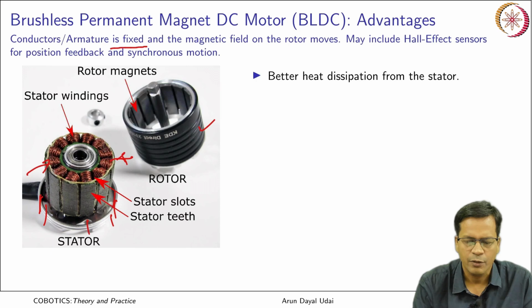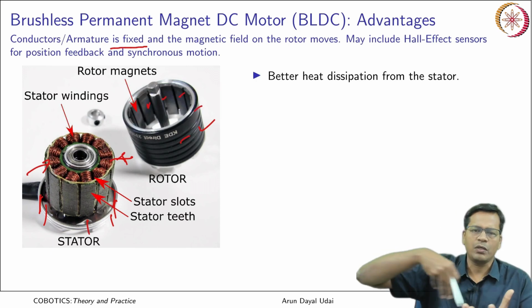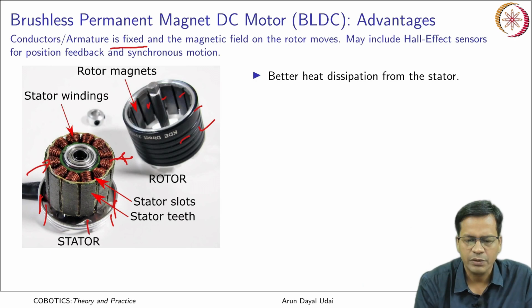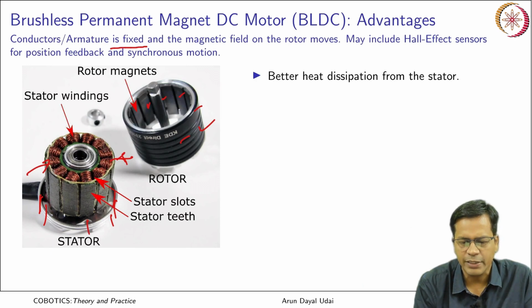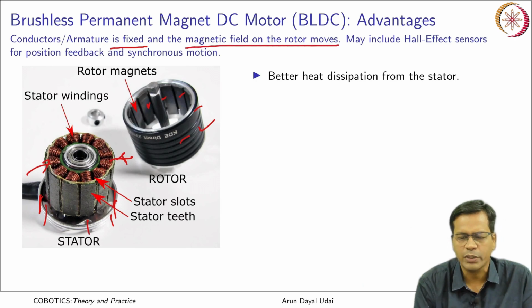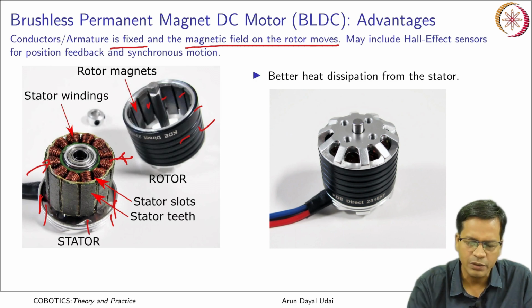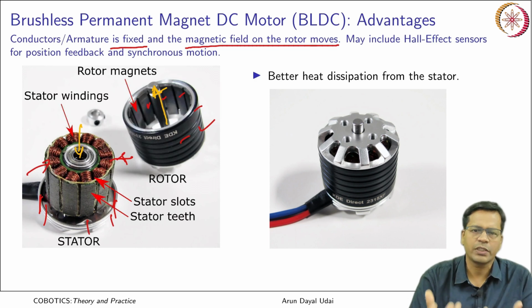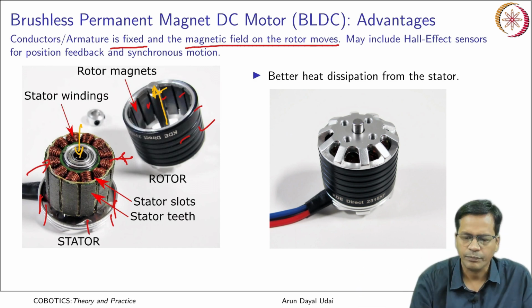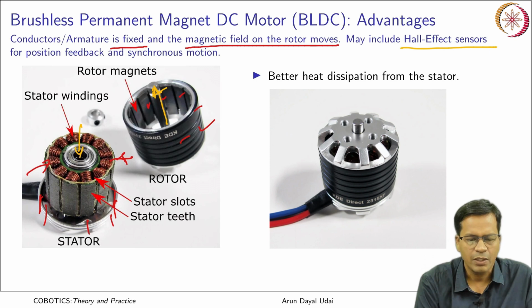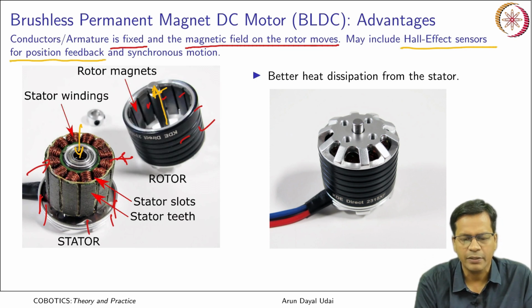So, these are the magnets, glued all around. Okay, so the armature is fixed and the magnetic field on the rotor moves. The center spindle that you see actually goes inside here, so it is fitted on top of that. It may include Hall effect sensors to give position feedback and synchronous motion.